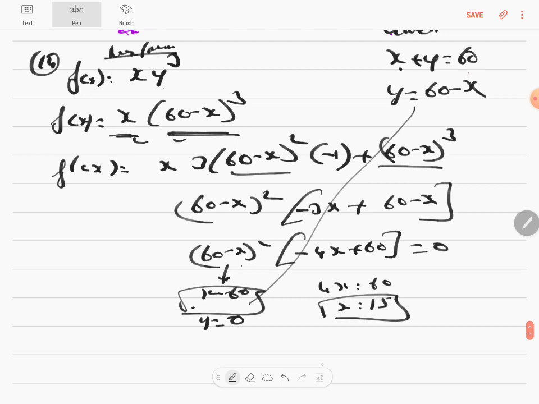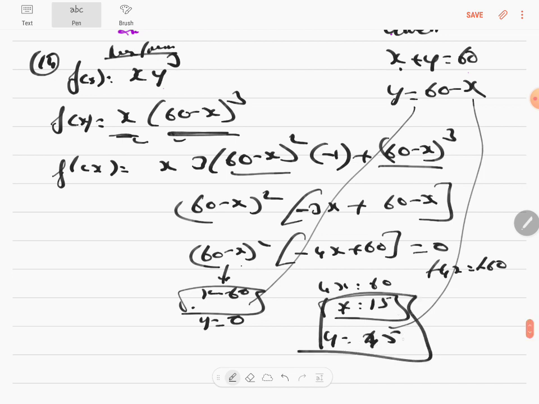Minus 15. Because it's minus. No, it's minus 4x is equal to minus 60, so x is equal to 15. When you put it here, you get y is equal to 45. This is beautiful. So x is equal to 15 and y is equal to 45 are the two numbers when the product can be maximum.